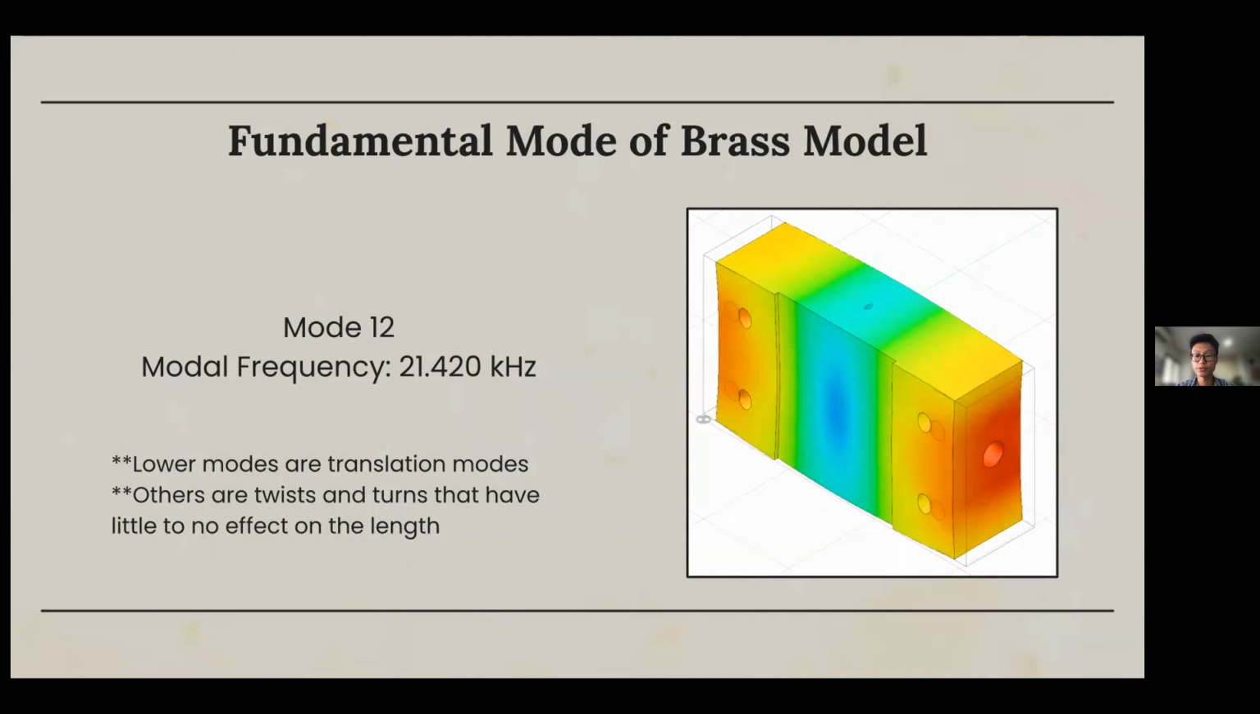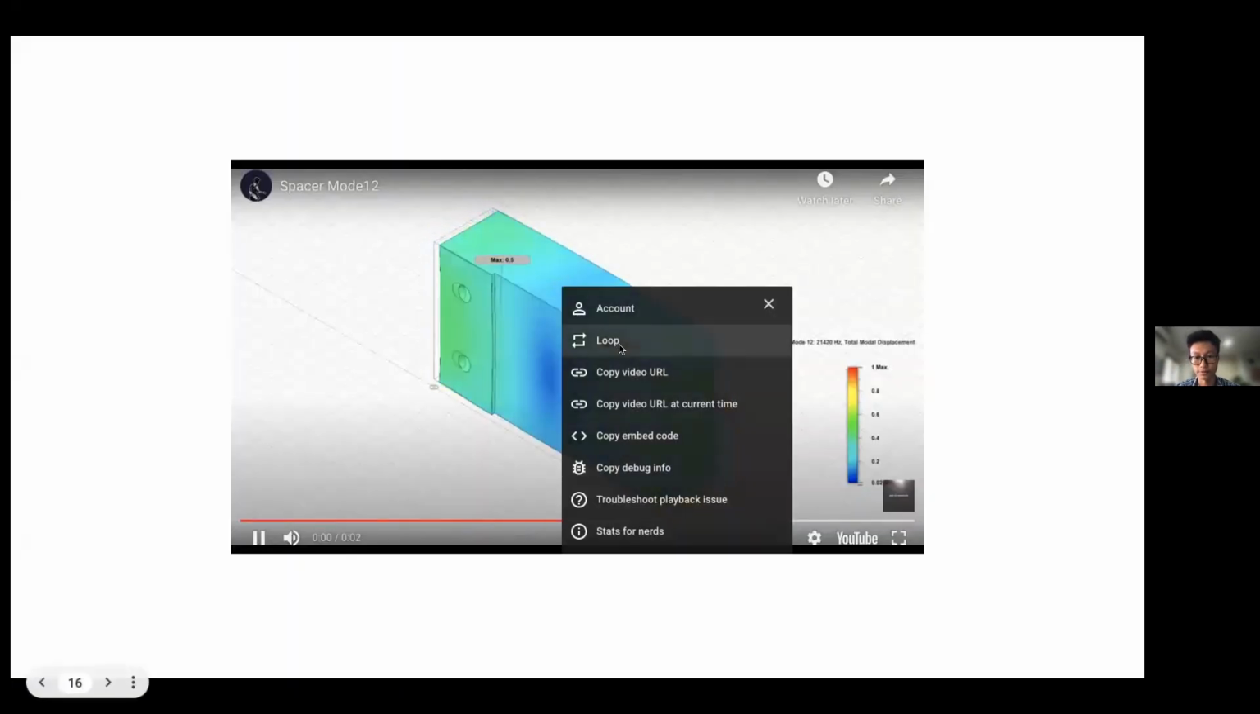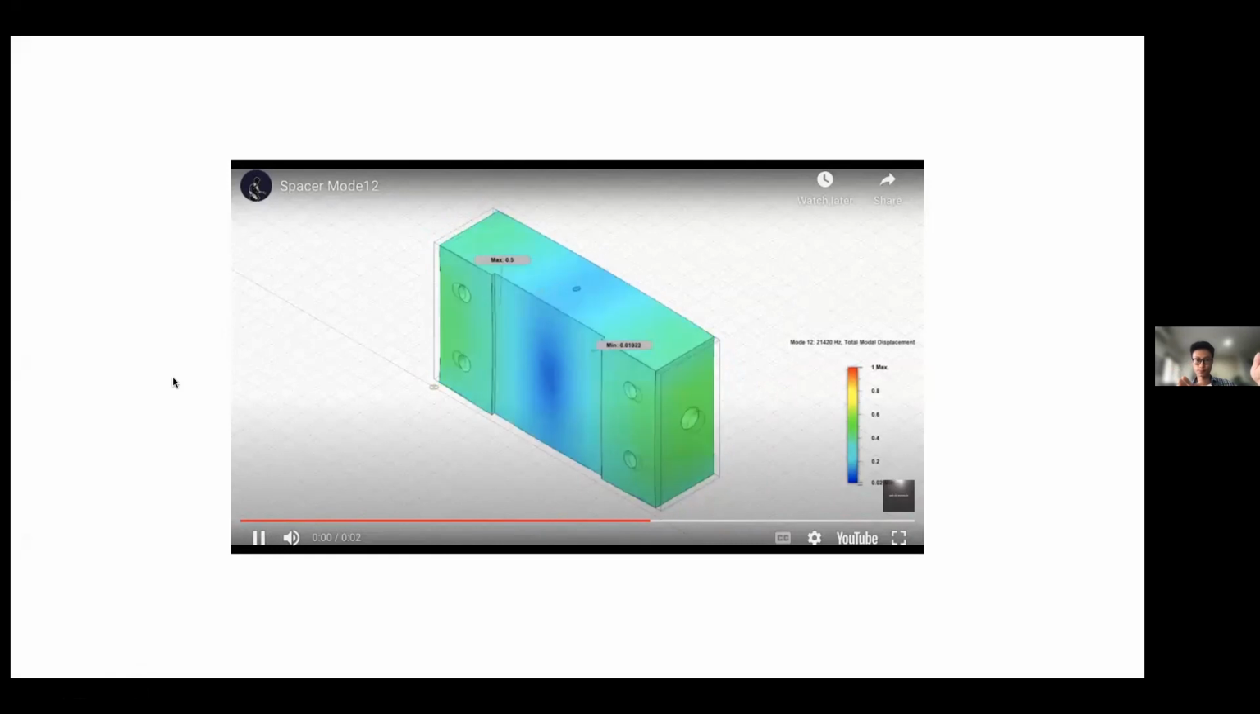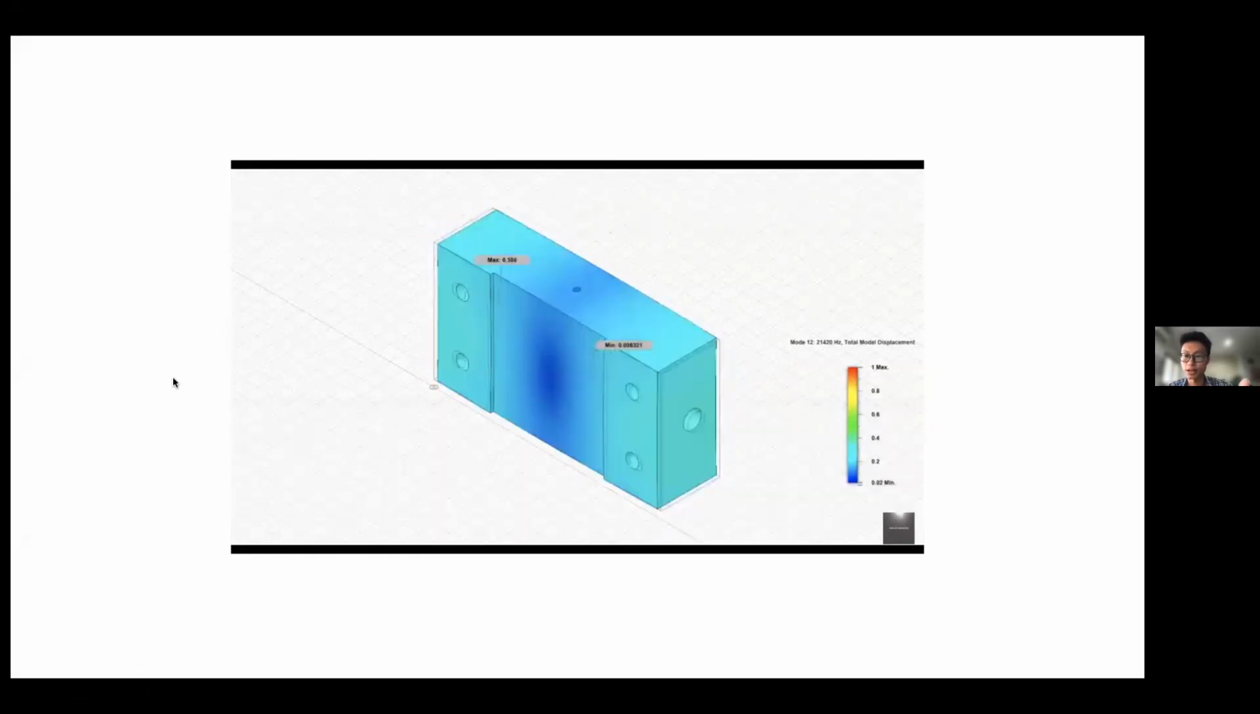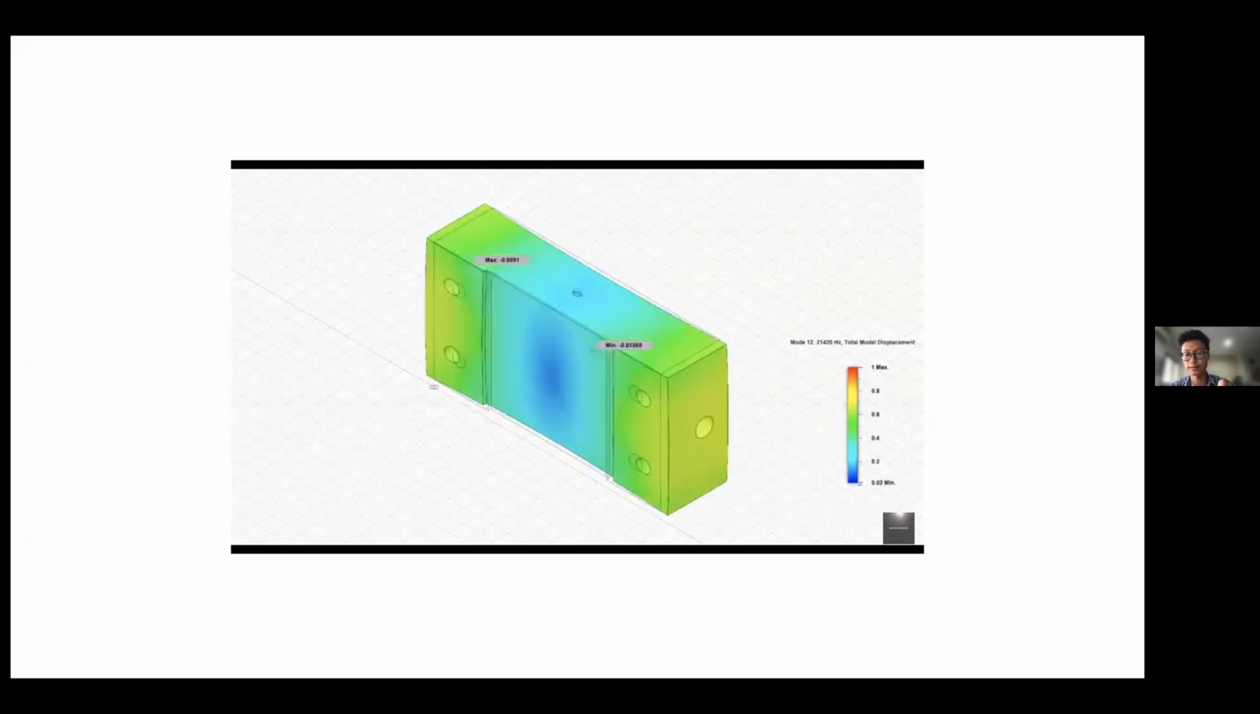Most of the lower modes are merely translation modes where the cavity does not deform in any way and just moves or oscillates in a certain direction. Other modes consist of twists and turns that do not impact the length of the cavity. Here is the simulation. In this simulation, it cuts off at half oscillation, but the idea is that it oscillates along its length, inwards and outwards. And this is how it looks.